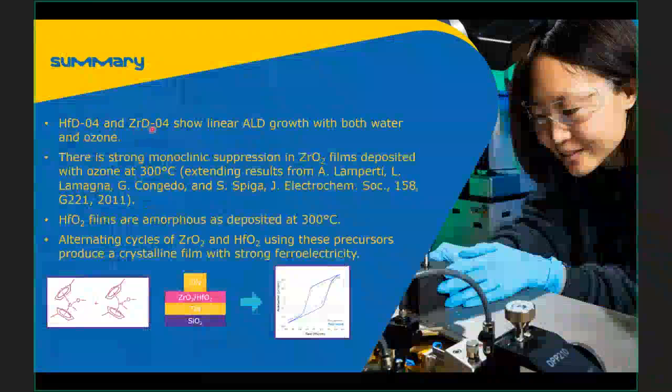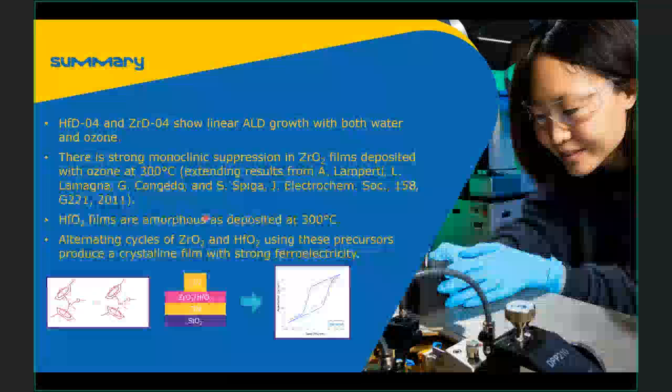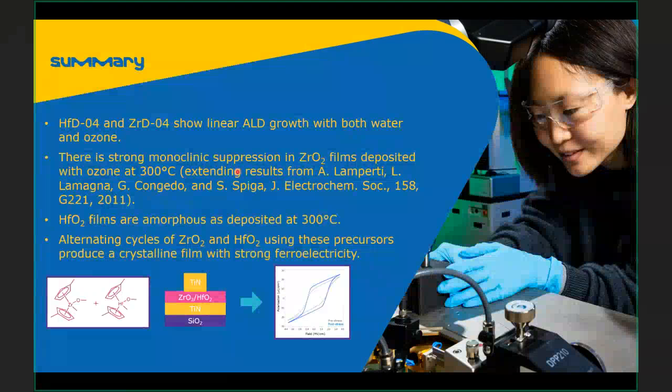So to summarize, HfD-04 and ZrD-04 show linear ALD growth with both water and ozone. And particularly for ZrO2 grown using ZrD-04, there's strong monoclinic suppression with ozone at 300 degrees Celsius. That extends results from the paper that I show here, which investigated some of the properties of these films before. And hafnium oxide films are amorphous as deposited at 300 degrees Celsius. And when you combine these two films, HfO2 and ZrO2, in alternating cycles using the precursors we talked about, then we produce a crystalline film as deposited with strong ferroelectricity.